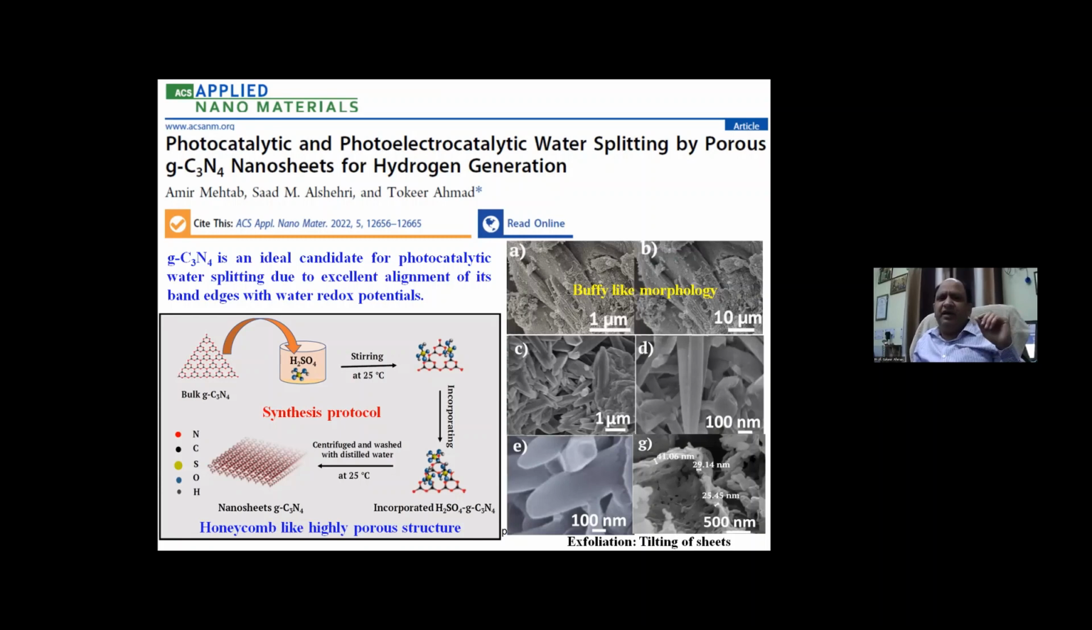Then very beautiful nanosheets of graphitic carbon nitride could be prepared. And these are the electron microscopic images. This is the SEM image of bulk graphitic carbon nitride, which shows a buffet-like morphology. And here the nanosheets of graphitic carbon nitride can be seen. When we exfoliate the bulk graphitic carbon nitride into nanosheets, the tilting of sheets occurs, so this exfoliation mechanism can be seen with the help of field emission electron microscopy, which I have shown over here.